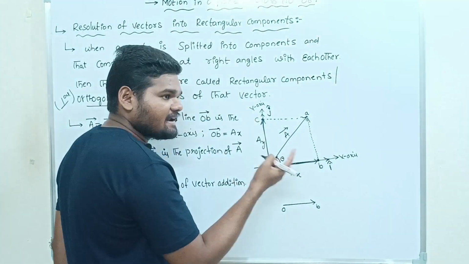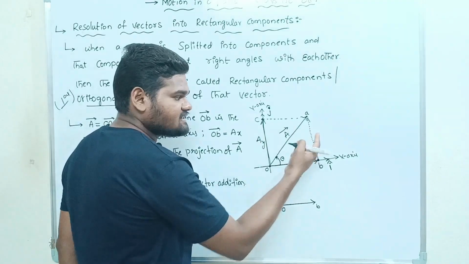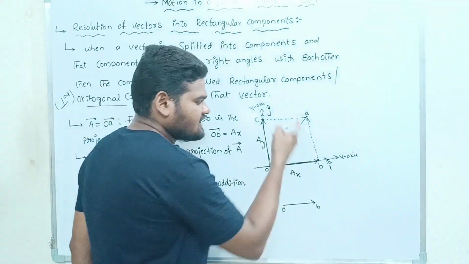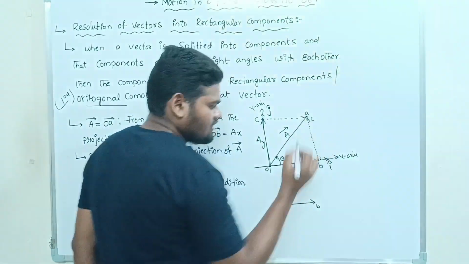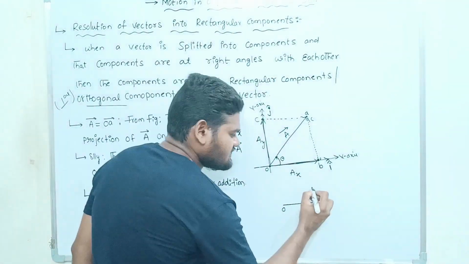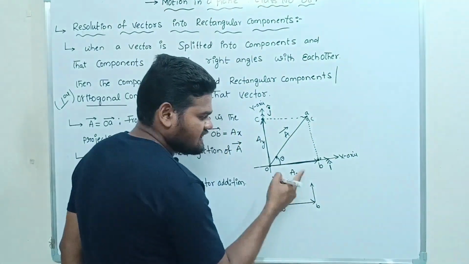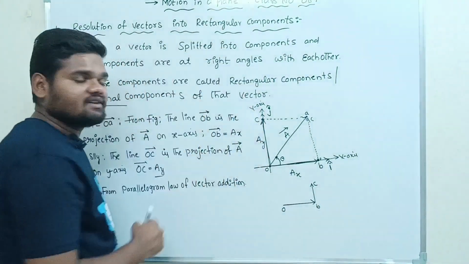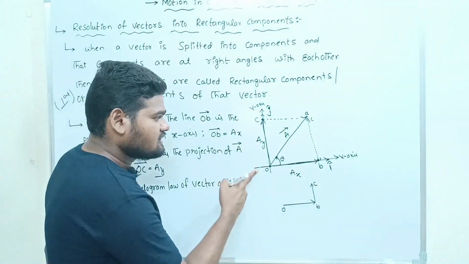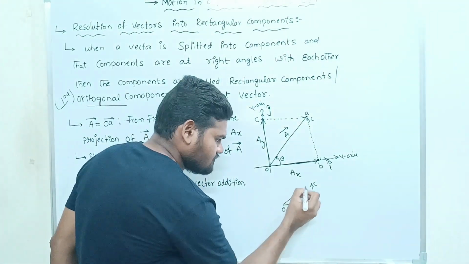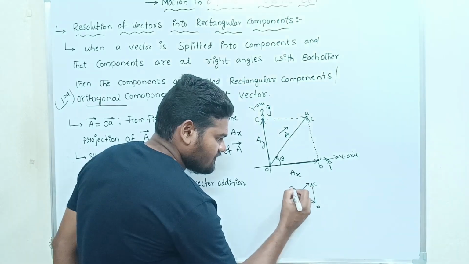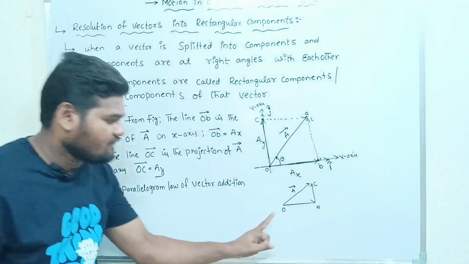Have a look. In a rectangle, the two opposite sides are the same. Then if this is OC, then this is also OC. So have a look. OC is like this and its direction is this. This is the direction. So, OC. Right. Have a look. This is the A bar vector.